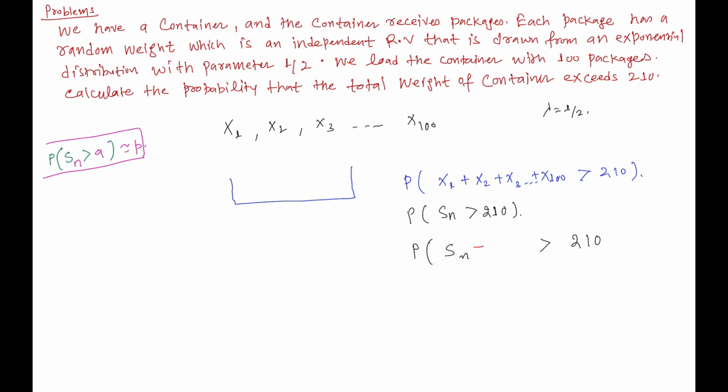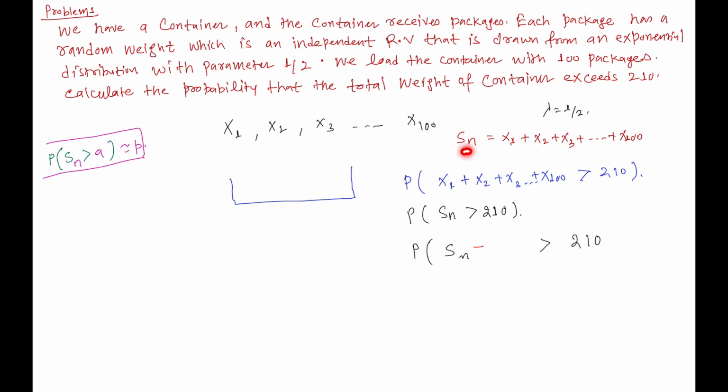So what is Sn? This Sn is the total weight of the container, and this total weight of the container is the sum of the weights of the individual packages, and each weight has the exponential distribution with the parameter 1 divided by 2, right?